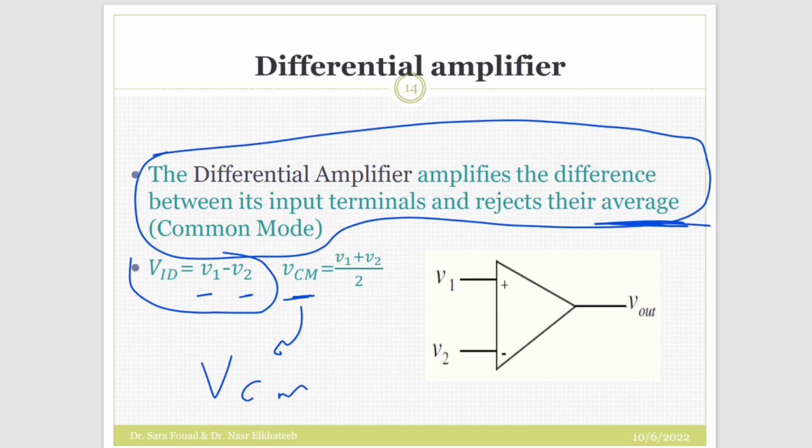We have said that the differential amplifier rejects their average, and their average is the common mode. So the common mode is the average of the voltage inputs. The average of them is going to be the VCM, and the VID is the resulting voltage from the two inputs, because the amplifier takes the difference between them.